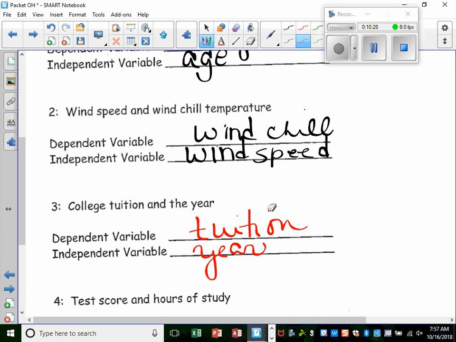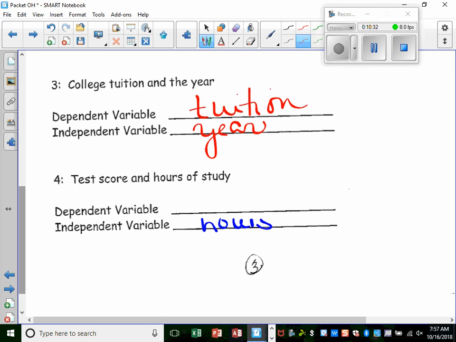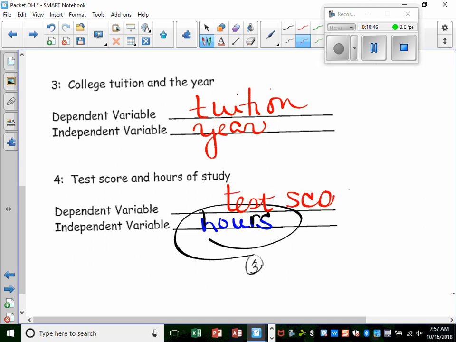All right, let's look at test scores and hours of study. Time, again, that's in hours. That is your independent variable. And then, of course, your test score. Typically we would think if you study more, then you will have a better test score for the most part. If you put some time in. If you don't study at all, ever, your grade probably won't look too well.